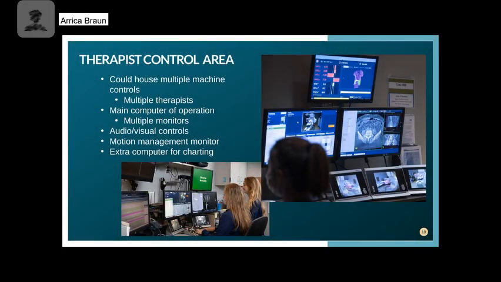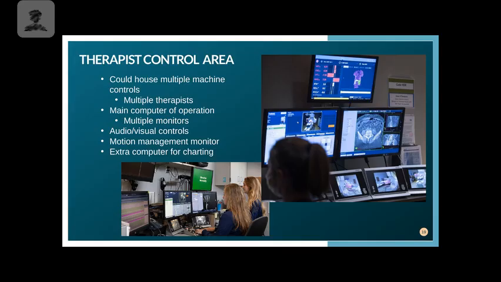Our control area is going to be outside of our treatment room, and it's going to house all the monitors and information, things that we need to control our linear accelerator. So it could actually be a large room and house multiple machines, meaning that if you have three linear accelerators, you may have three different stations within the same room, all operating those machines. So you could have a lot of therapists. Typically, it's recommended to have at least two therapists per machine. So you could have 6 people standing in that room operating the linear accelerators.